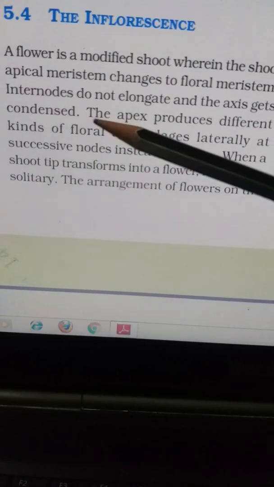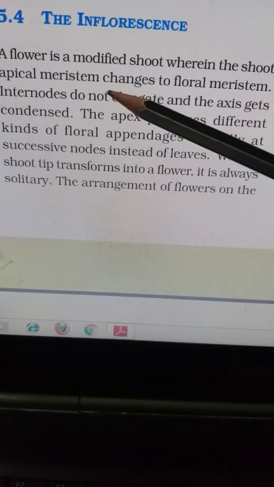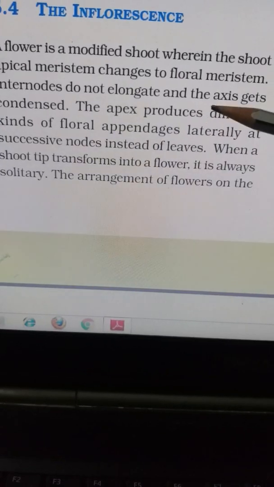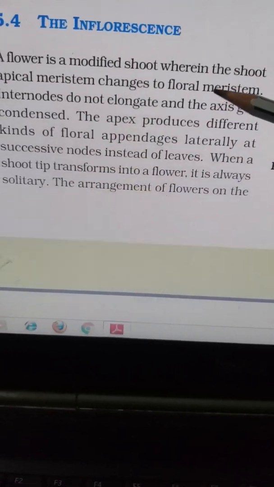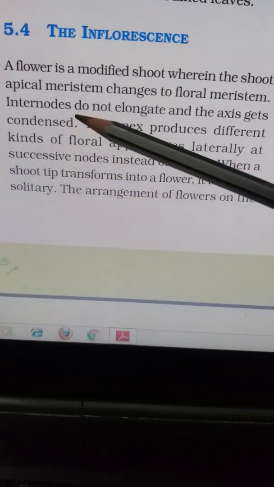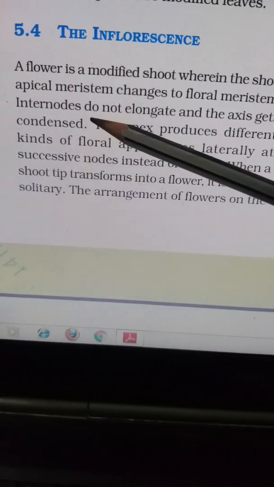See, shoot apical meristem, that means meristematic tissues are responsible for the growth of the shoot. They are found at the apical, that means at the tip. So that changes to floral meristem. That means instead of the leaf, a floral leaf appears. Okay, so internodes here. What is an internode? The gap between the two leaves is known as the internode.